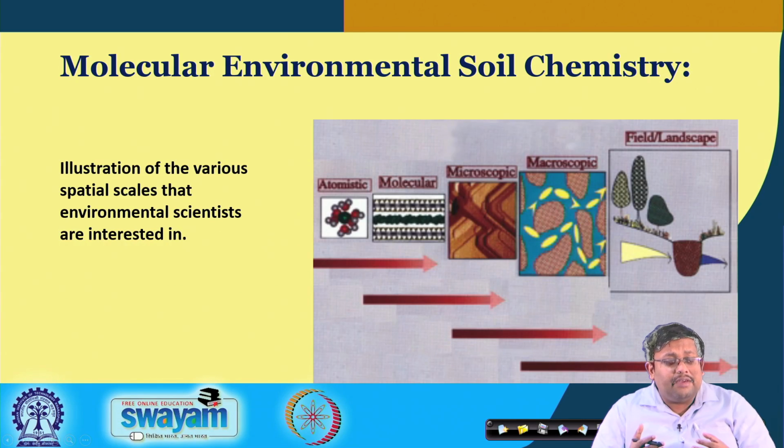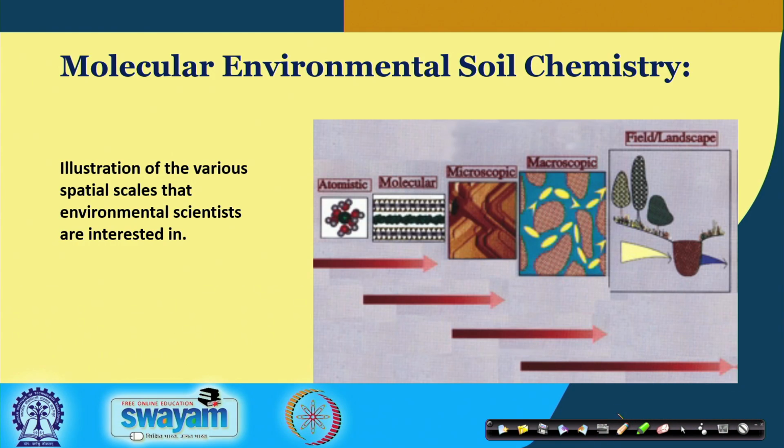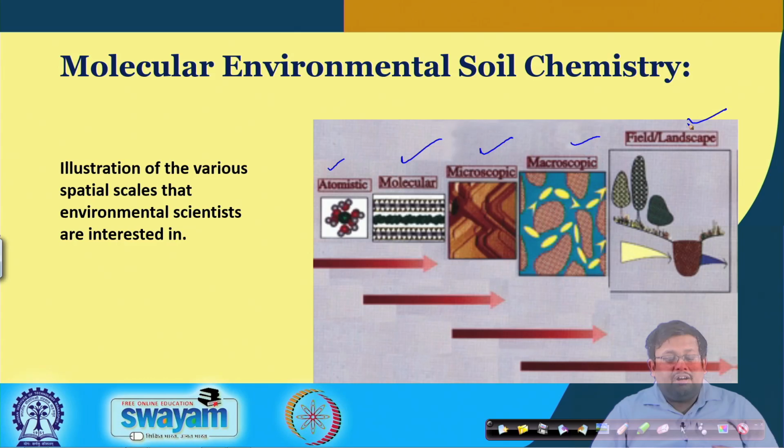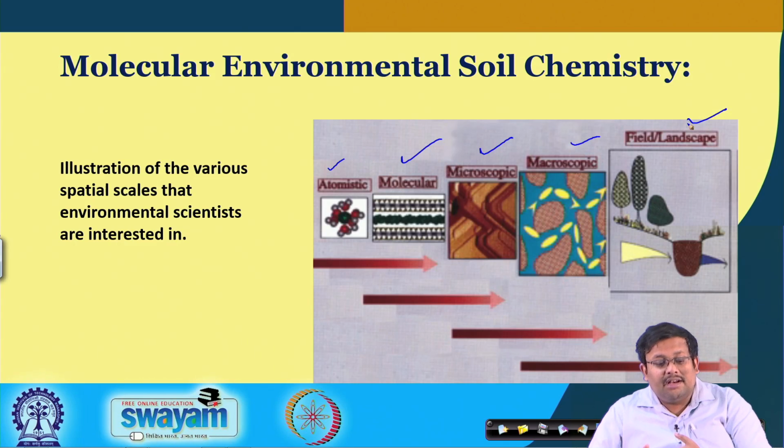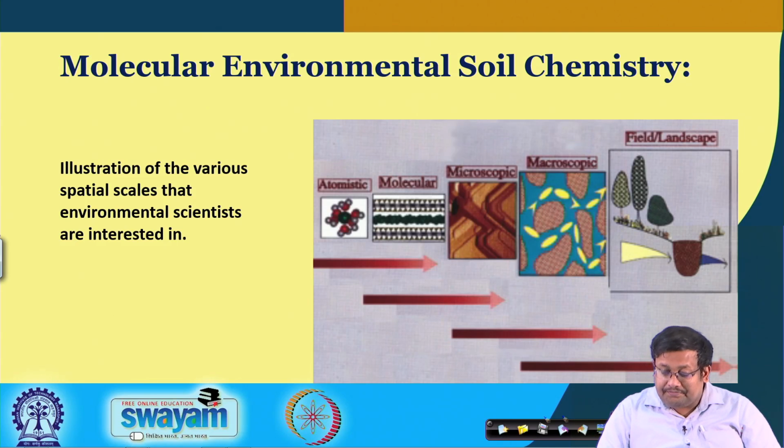So, if you see the illustration of various spatial scales that environmental scientists are interested in, you can see they are interested from the atomic level to the molecular level, to the microscopic, macroscopic, to the field and landscape levels. So, this is basically a comparison of the different relative spatial extents of the different levels of molecular environmental soil chemistry.